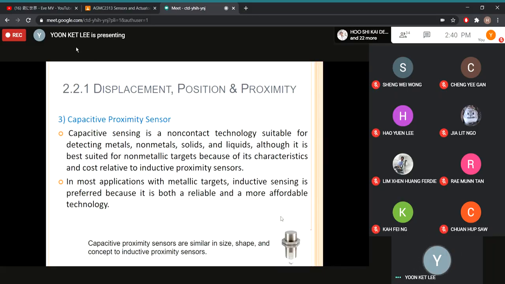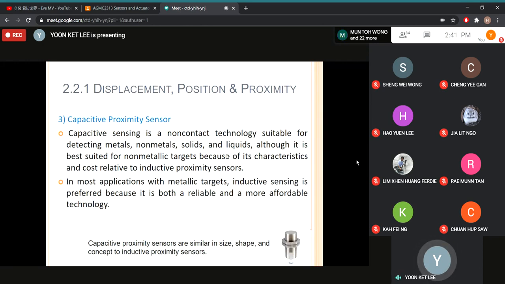matter or non-matter. And this capacitive sensor is very costly relative to the inductive proximity sensor. That means this one will be more expensive. In most applications with a metallic target, we will use the inductive sensor. It's more preferable because it is more reliable and more affordable.